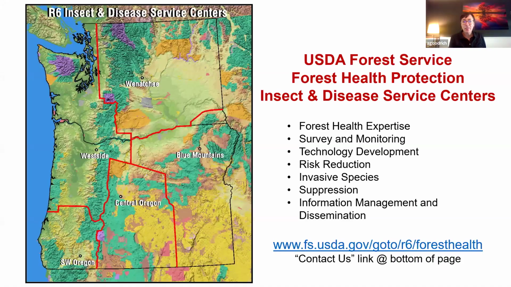So as Molly mentioned, I am with the Forest Service. I'm with a branch called Forest Health Protection, and we're a part of the state, private, and tribal forestry branch. There are 5 insect and disease service centers across our region, which consists of Washington and Oregon. And as she mentioned, I sit in the Wenatchee Service Center. So we're able to cover a lot of ground across Washington and a lot of different forest types, from the west side all the way to the northeast side.